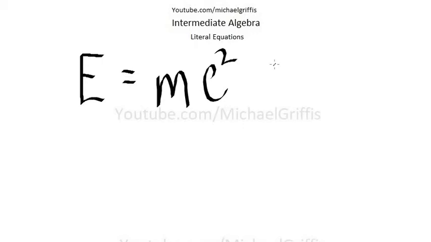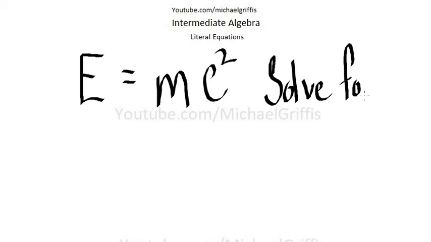This has got to be the most famous equation of them all. We want to solve for the speed of light squared. Now let's just go ahead and solve for m. M representing mass. So this is the energy. This is Einstein's famous equation.